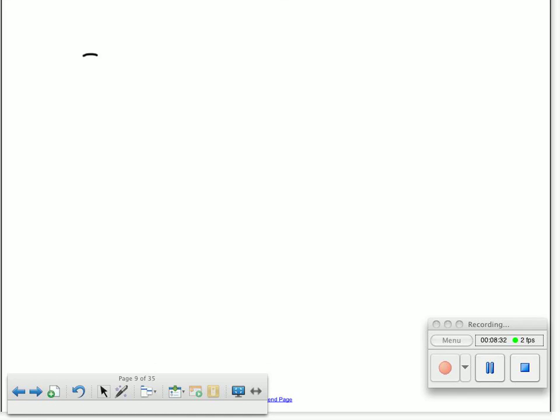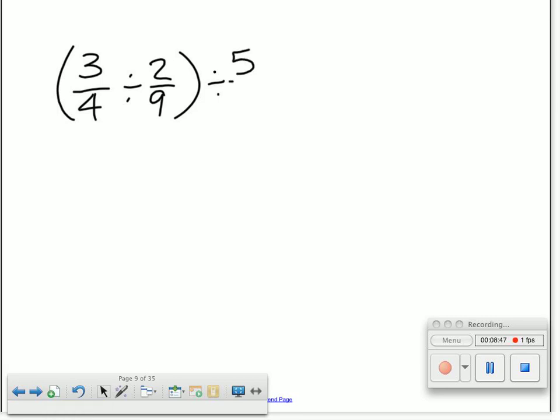if I have 3 over 4 divided by 2 over 9, the brackets mean I have to do that first. You should have remembered BEDMAS from the beginning of the year last year. So you should know that brackets go first, then exponents, but we don't have any exponents that we need to worry about. Then in order, division and multiplication, and then in order, addition and subtraction. So that's BEDMAS, but really we only have to worry about the brackets part of that for today.